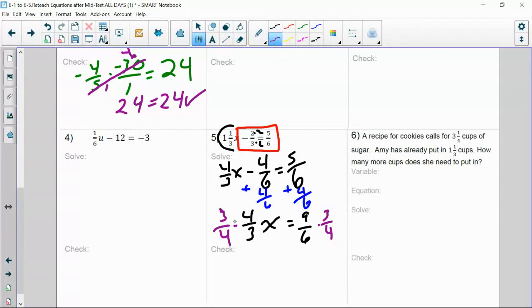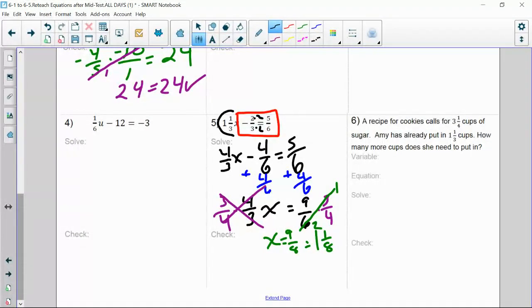Okay. That makes those cancel. So now I can look, well, 4 can't go into 9, but 3 can go into 6 twice. So 9 times 1 is 9, 2 times 4 is 8. So we're saying x equals 9/8 or 1 1/8. So it's not improper. Of course, now I have to check my work.